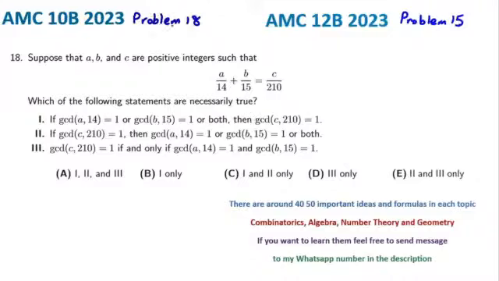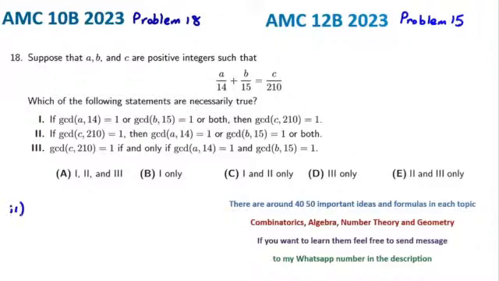Okay. Problem 18 of 10B and 12B, problem 15. It says, suppose that A, B, C are positive integers such that A over 14 plus B over 15 equals C over 210. Which of the following statements are necessarily true?